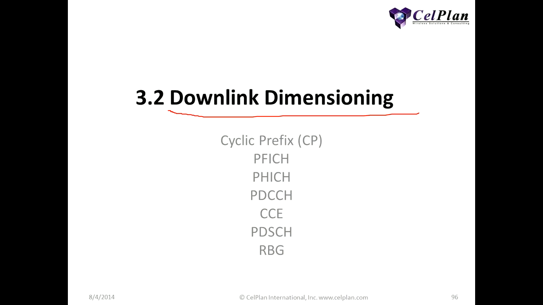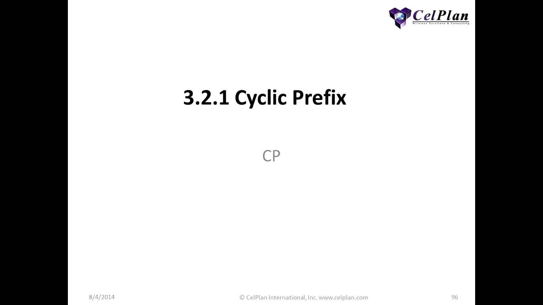Okay, now let's speak a little bit about downlink dimensioning. There are many parameters that we have to dimension: cyclic prefix, PFICH, PHICH, PDCCH, CCEs, PDSCH, and RBGs. We will explain each one of those, and you will see that understanding those parameters is as important as dimensioning. A lot of people say, well, I will use the default. Yes, but then you are probably leaving a lot of money on the table because you're not optimizing your network. So you really need to analyze.